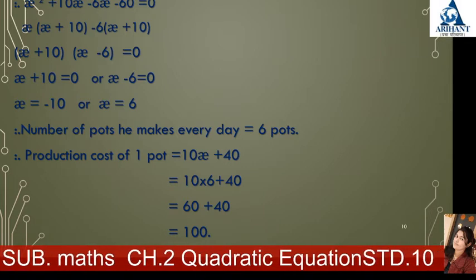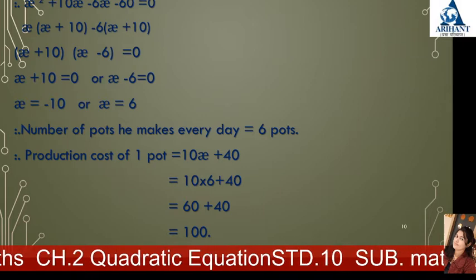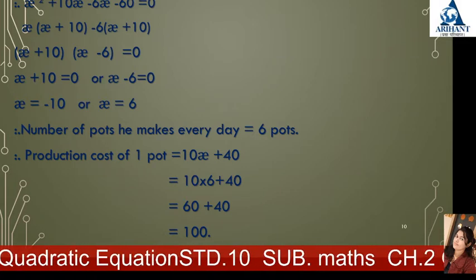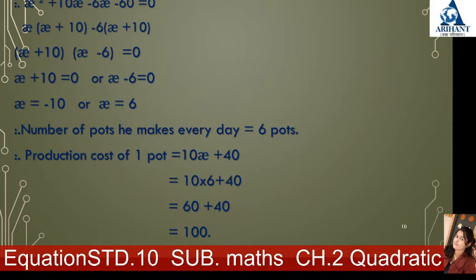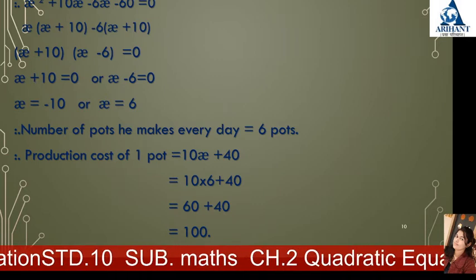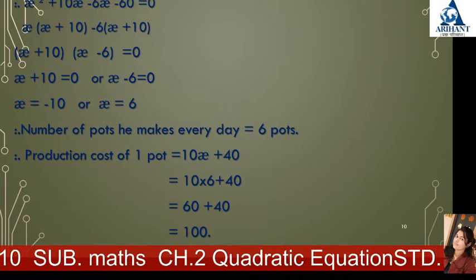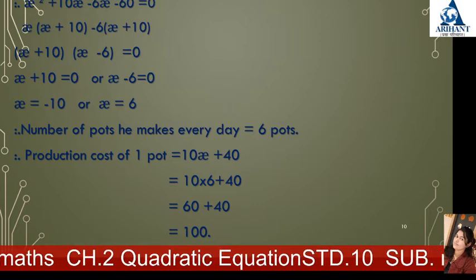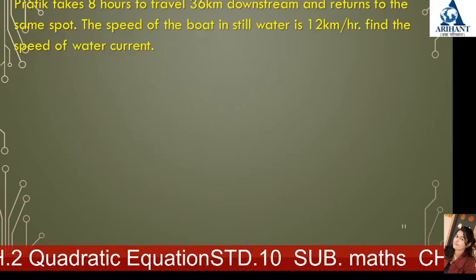He makes 6 pots every day, and the cost of one pot is 100. Then if we calculate the total cost for one day, we can calculate 6 into 100, that is 600. So we solved it in the correct way, right?